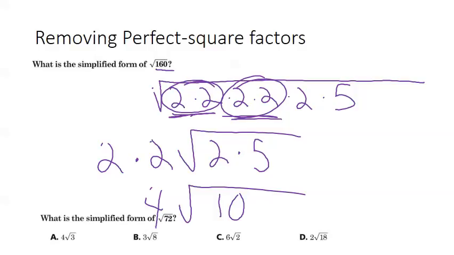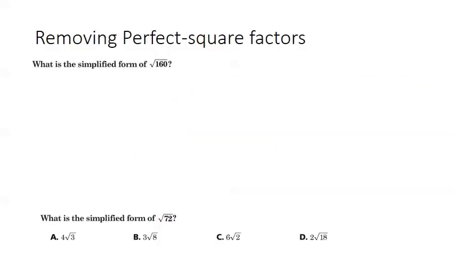Now, here's one for you guys to try. Pause it and do it. Let me erase this. Hopefully you paused it. So let's do it. What is the simplified form of the square root of 72? There are two different ways to do it. Let's do it the prime factorization way first.